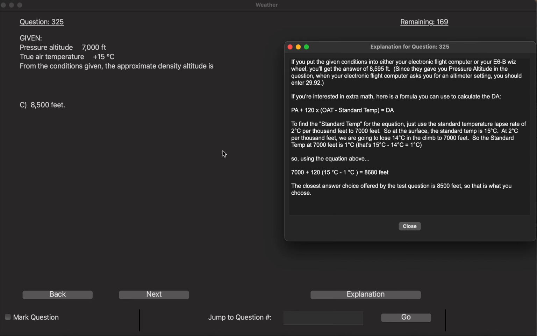7,000 feet, the standard temp is going to be 1°C. So 15°C minus 14°C is 1°C. 7,000 plus 120 times 15°C minus 1 is 8,680. And the closest answer is going to round down to 8,500.